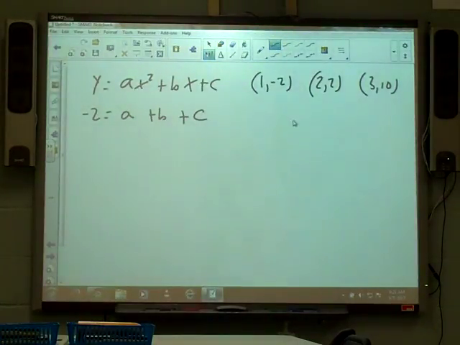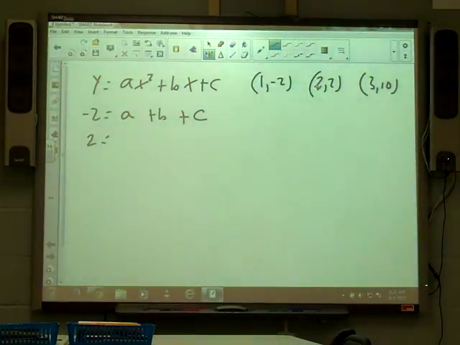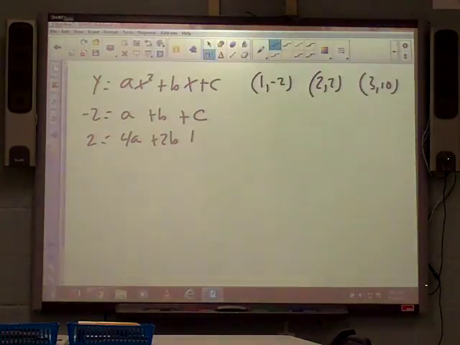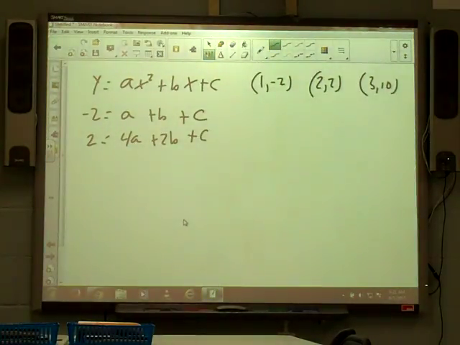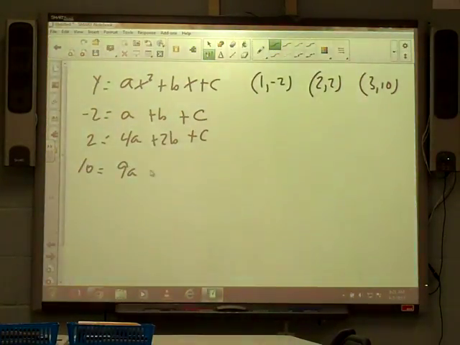Okay? I'm done with that one, so now I'm going to go to the 2, 2. Y equals, so 2 equals a x squared. 2 squared is 4, so that makes a 4a. B times 2 is 2b plus c. Now I'm going to the 3, 10. So y equals 10 equals ax squared. 3 squared is 9, so 9a. 3 times b plus c.